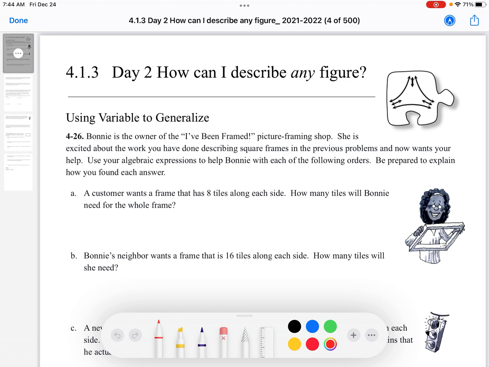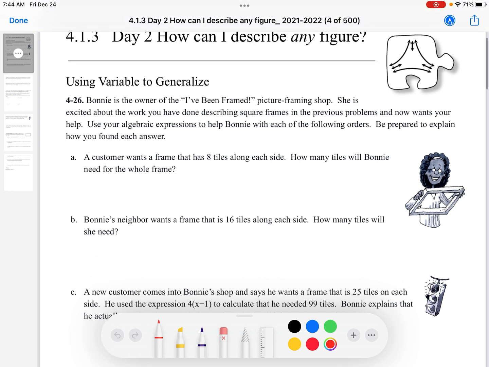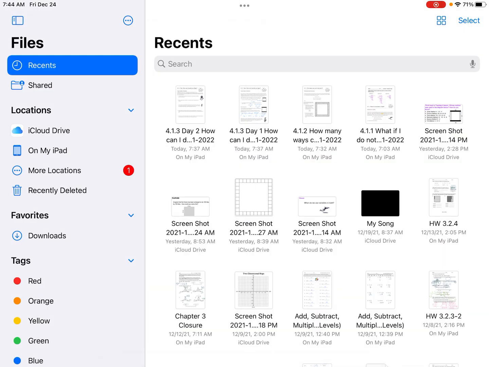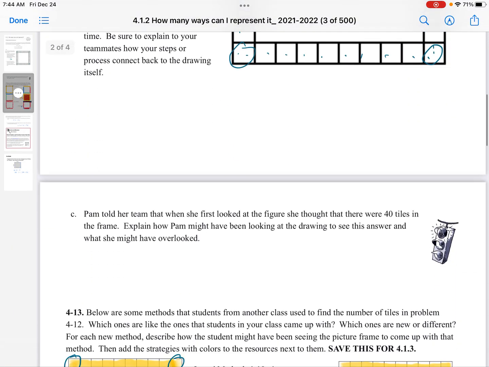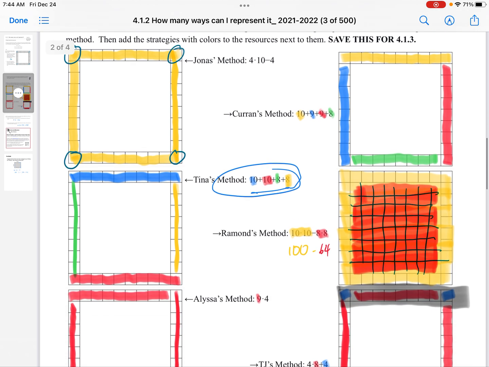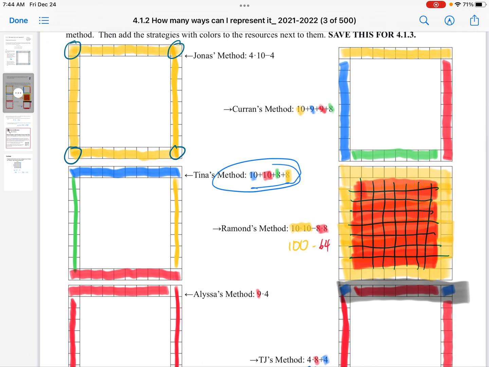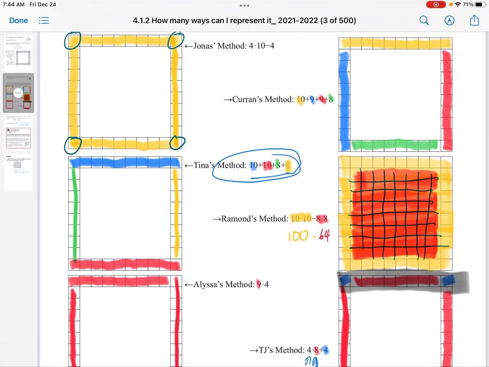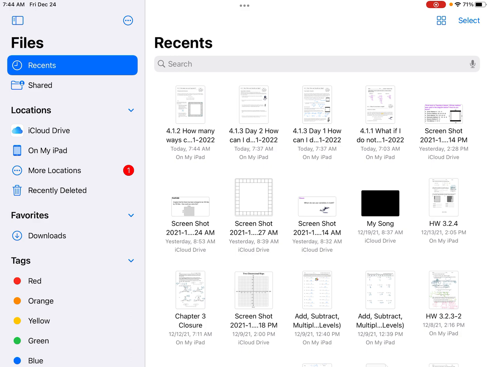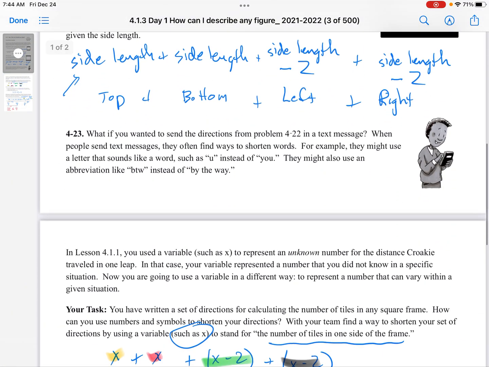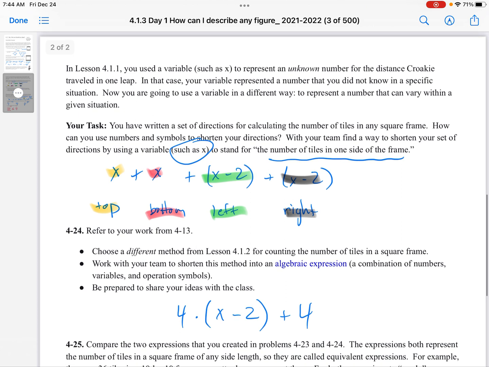So 8 tiles on each side. So we should probably use one of these that we came up with before. I'm going to go all the way back to 412, and we'll use Tina's method again. Is that okay? Yeah, let's use Tina's method that we had, the 10 plus 10 plus 8 plus 8. But when we were in the last class, we found that to be Tina's shortened method: x plus x minus 2 plus x minus 2.